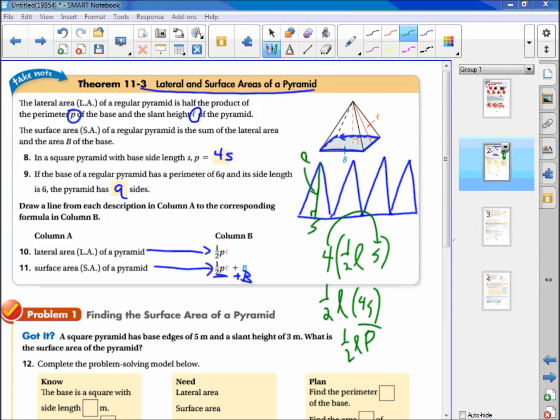It also works the same for a triangle pyramid. We would just have 3 triangles that are all the same. So when I multiply 3 times the number of sides, we'd get the perimeter of the triangle, or pentagon, or whatever it was.